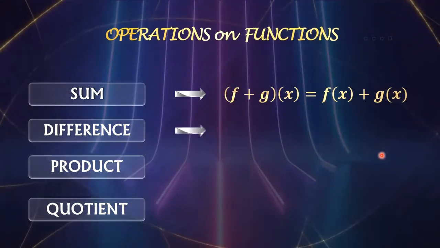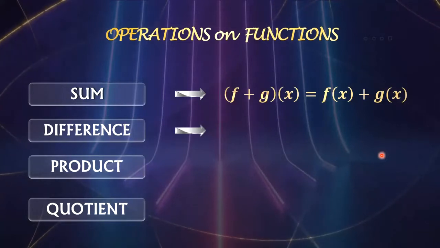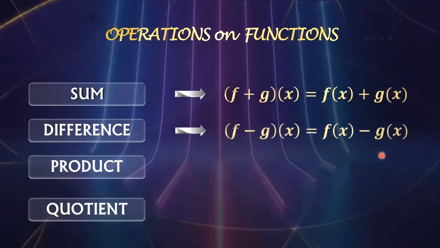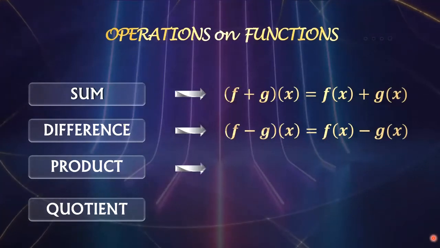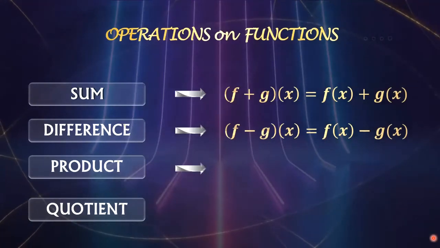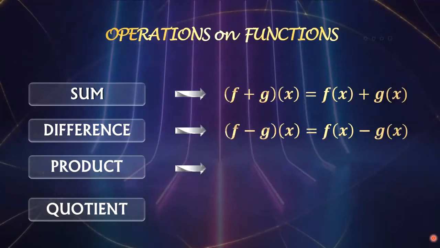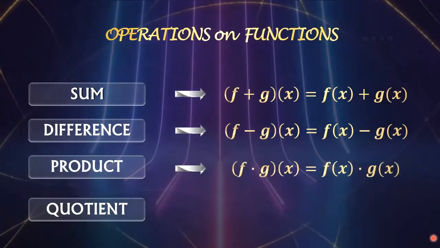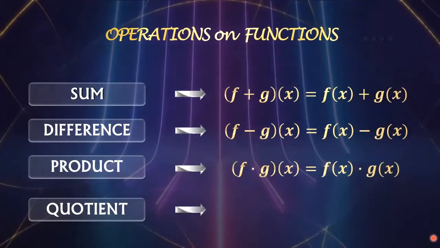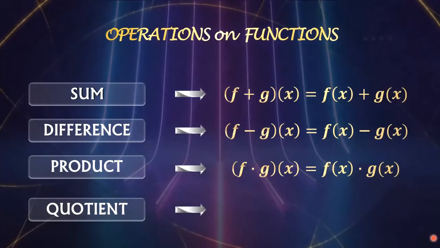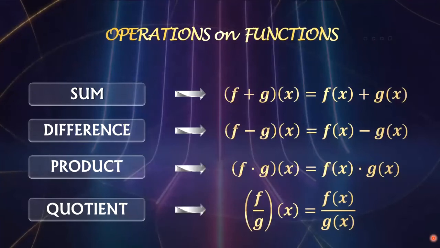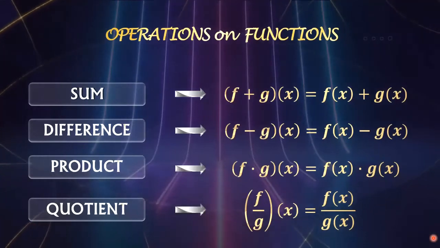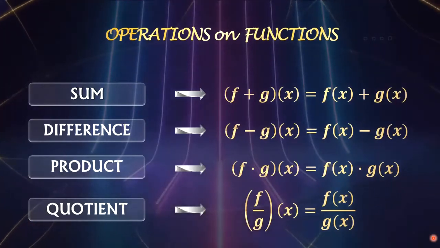For the difference of functions, we have (f minus g)(x) equals f(x) minus g(x). For the product, we have (f times g)(x) equals f(x) times g(x). And for the last one, the quotient of functions, we have (f divided by g)(x) equals f(x) divided by the function g(x).